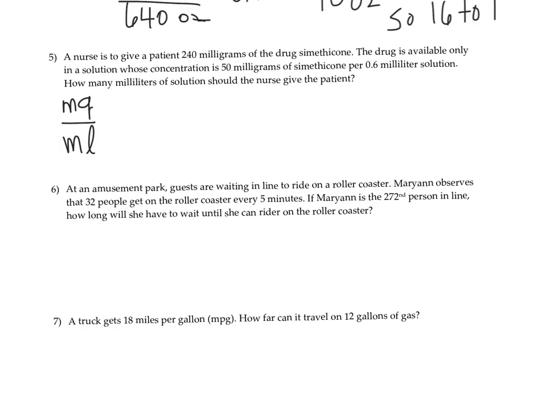And this is going to be set up as a proportion because we have a given ratio that needs to be equivalent to a final ratio. So the 50 milligrams is our numerator, and the 0.6 milliliters is our denominator of the given, the medicine that's readily available. And we have to equal it to the 240 milligrams that needs to be given, and how many milliliters should the patient get down here. So that's our unknown.